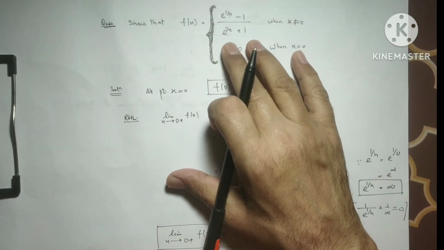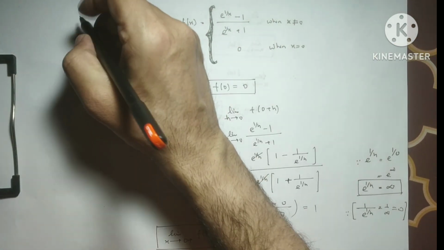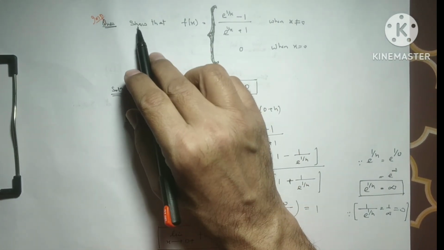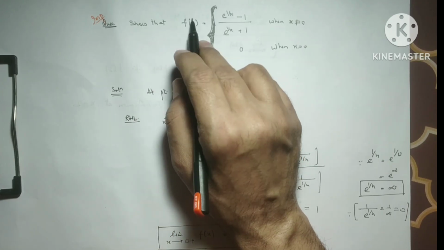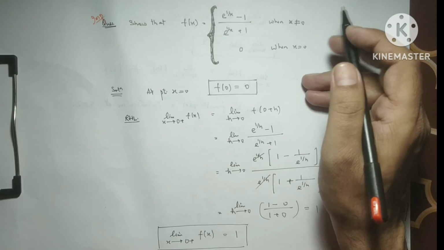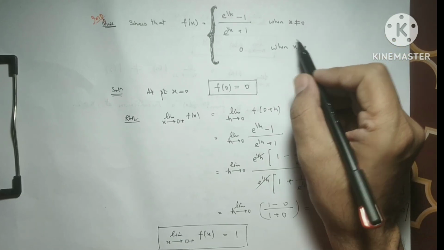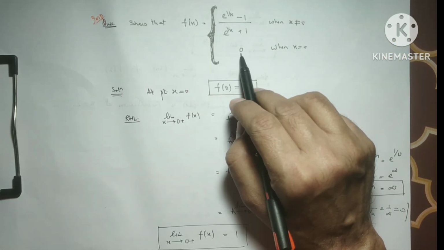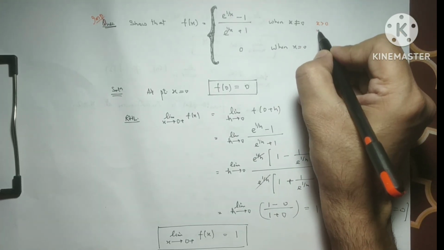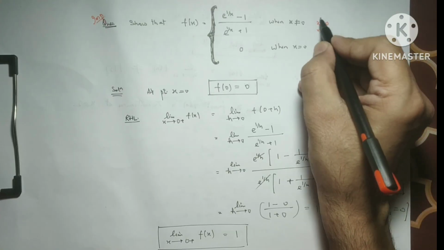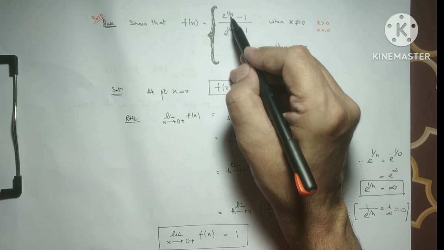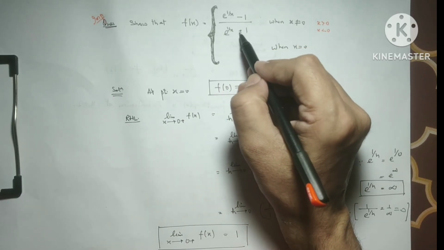Now we are taking a new question. Again, this is an important question. According to this question, show that the function f(x), which is defined as 0 at x equals 0, and when x is greater than 0 or x is less than 0, for both these conditions, this gives the function e to the power 1 over x minus 1 over e to the power 1 over x plus 1.